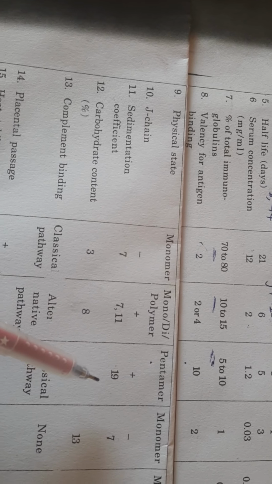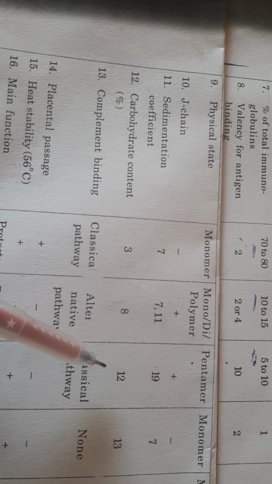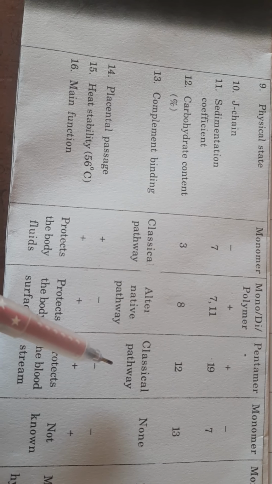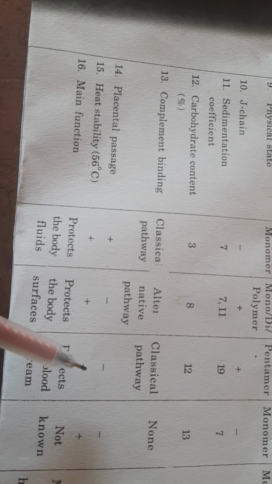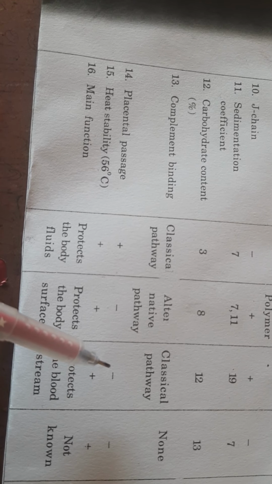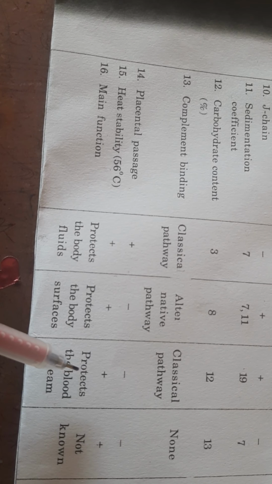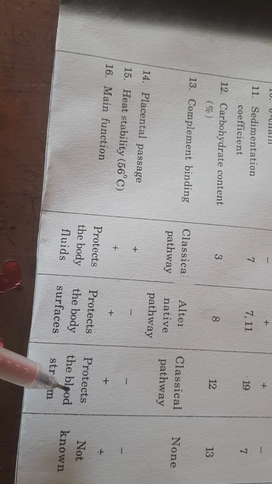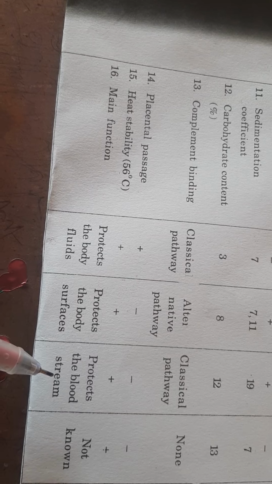The sedimentation coefficient is 19, and the carbohydrate content is 12. The complement binding is through the classical pathway. It does not pass through the placenta, and the heat stability is about 56 degrees. It protects the blood stream.